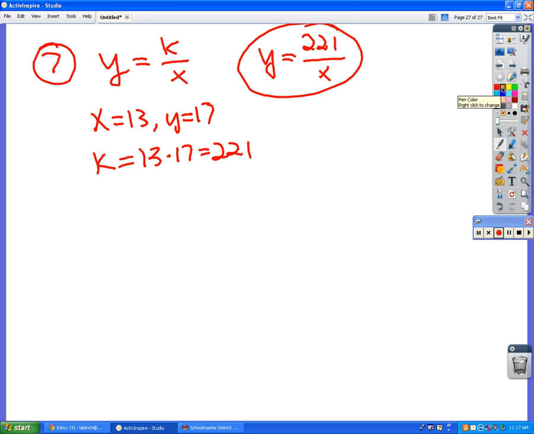So that should make number 8 really easy. What do you get when you multiply those two numbers together? Negative 48. So my answer to number 8 is y equals negative 48 over x.